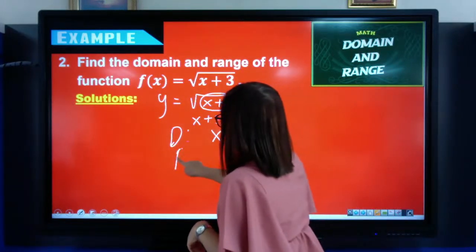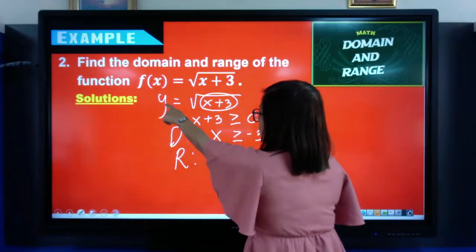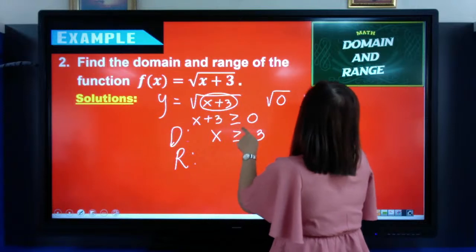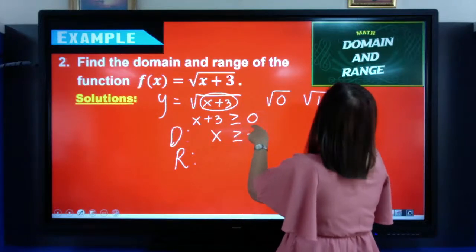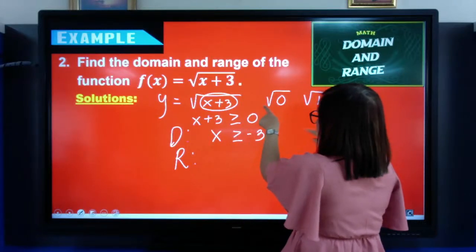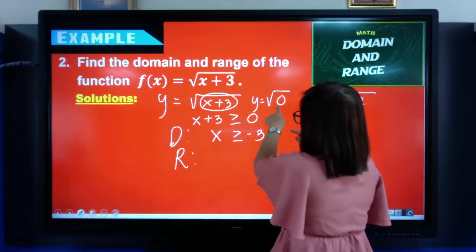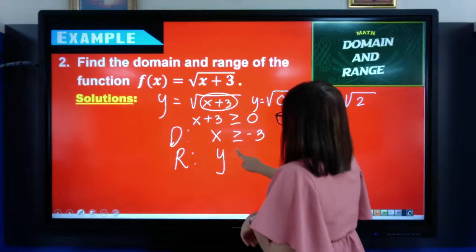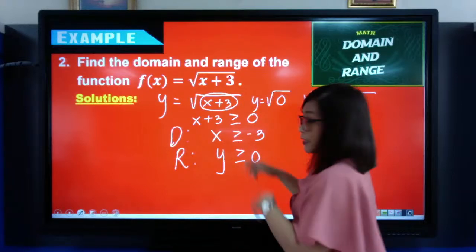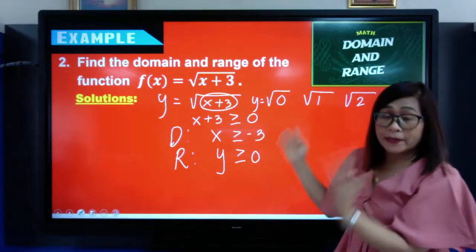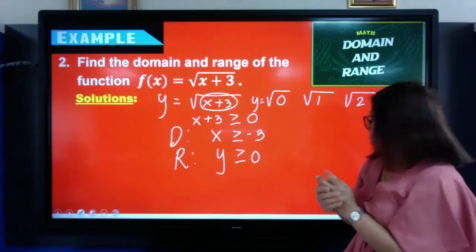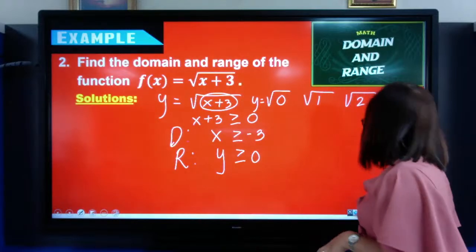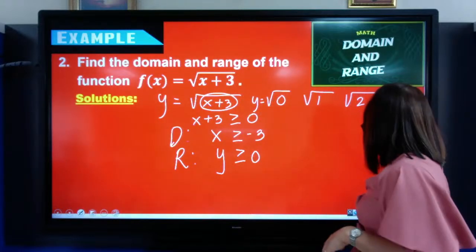Okay, how about for your range? The range is, if the answer here is 0 or more than 0, your y is what? Your y is what, students? Y must be greater than or equal to 0. This is the same as in finding the domain and range in the relations. And we're done with this. This is only specifically for function.